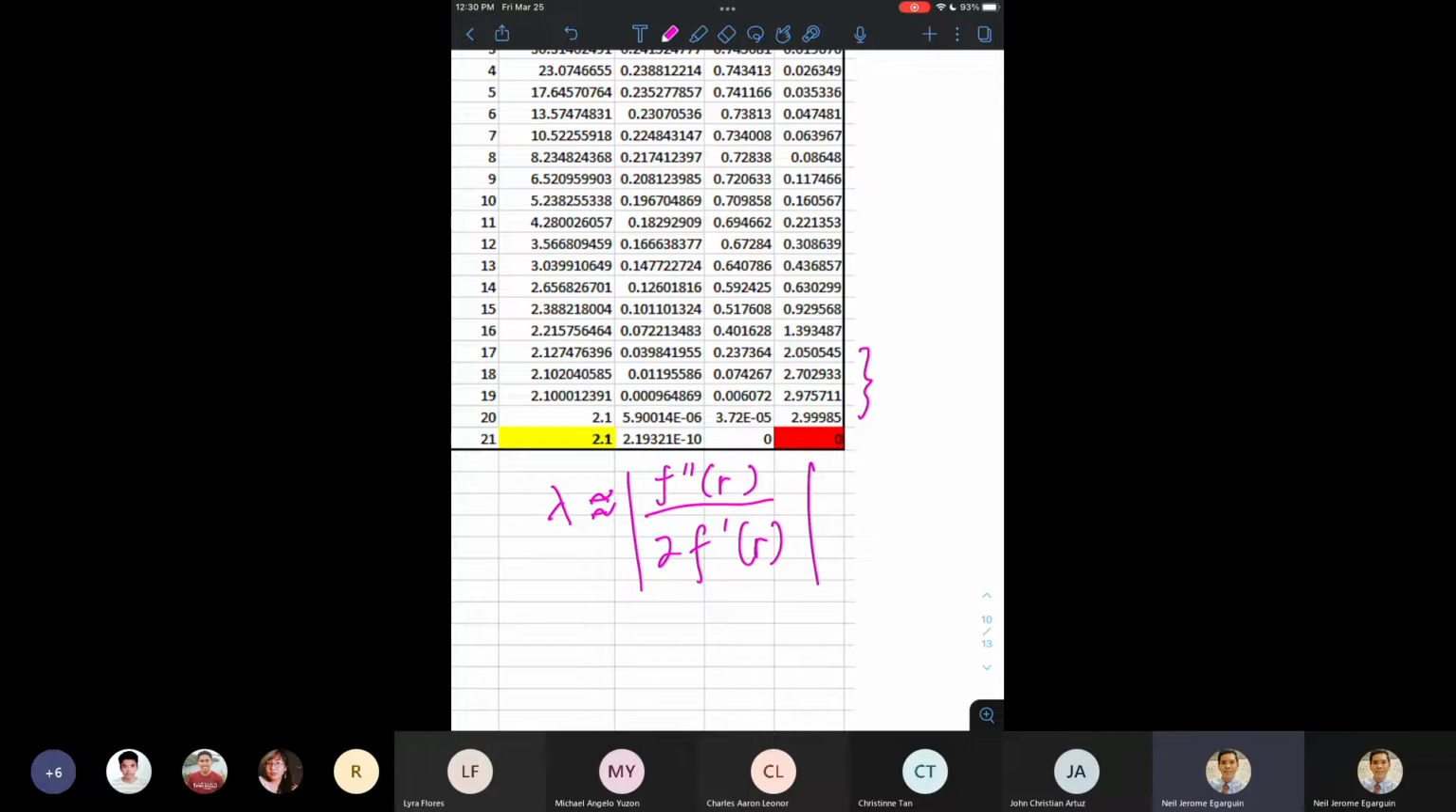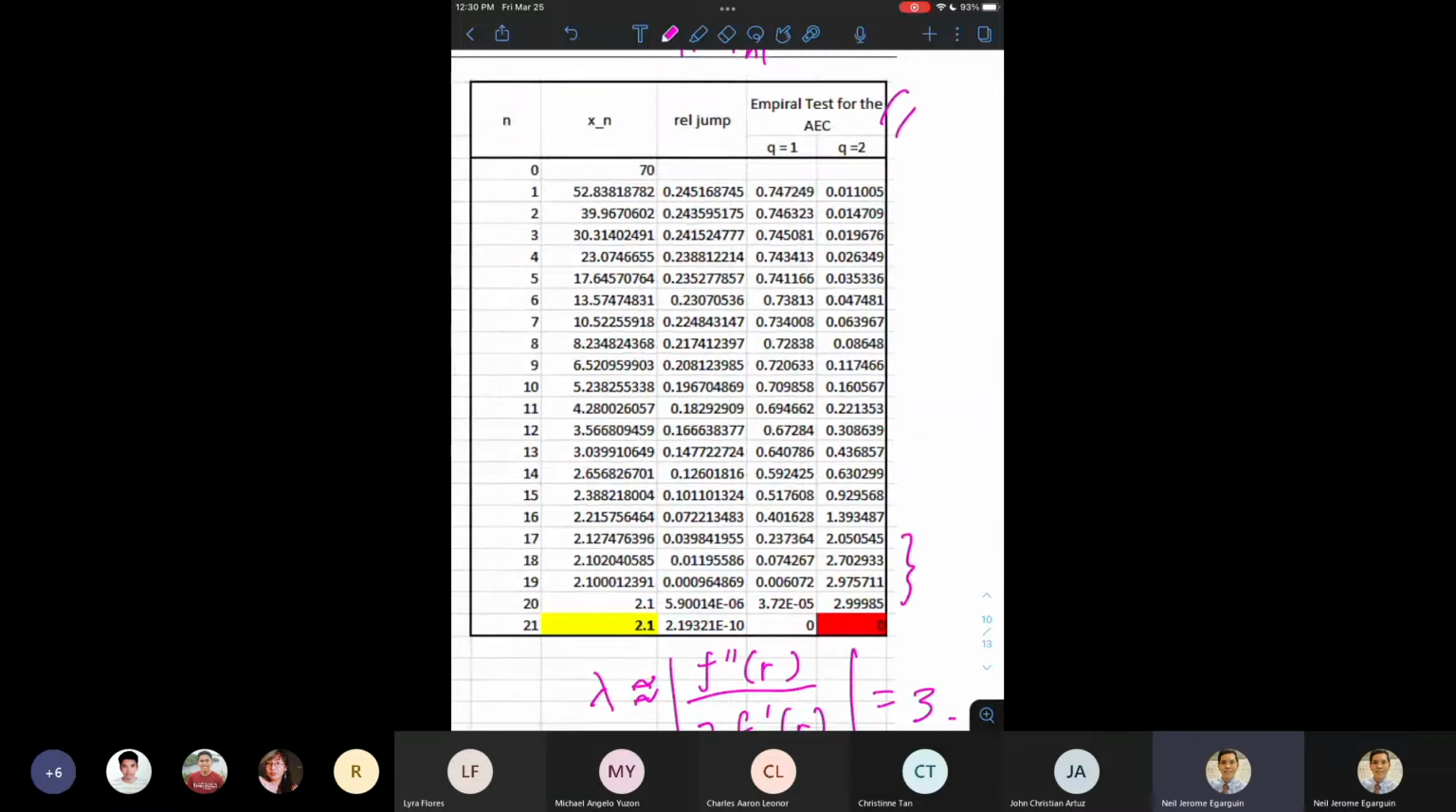We plug in 2.1 into f double prime and f prime. This is actually equal to 3. So we verified our results from the Newton-Raphson theorem. Okay, so that means nothing is wrong. The algorithm worked fine in the search for the root 2.1 using the initial condition 70.